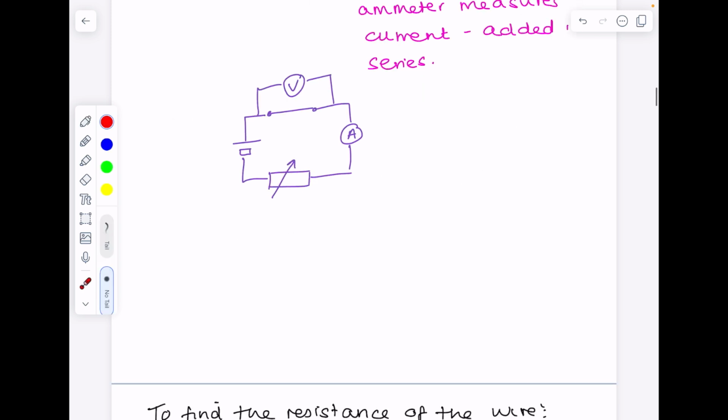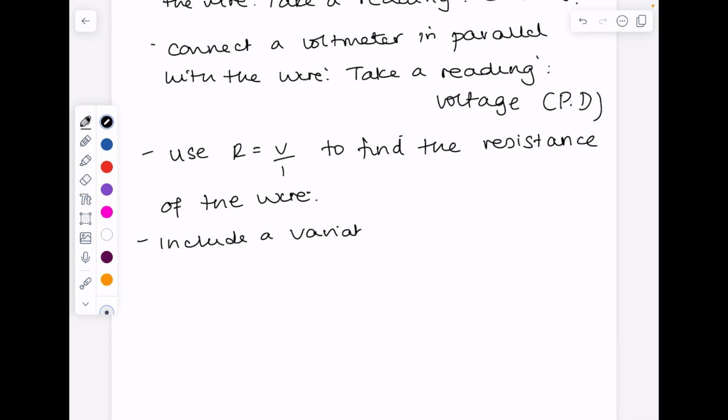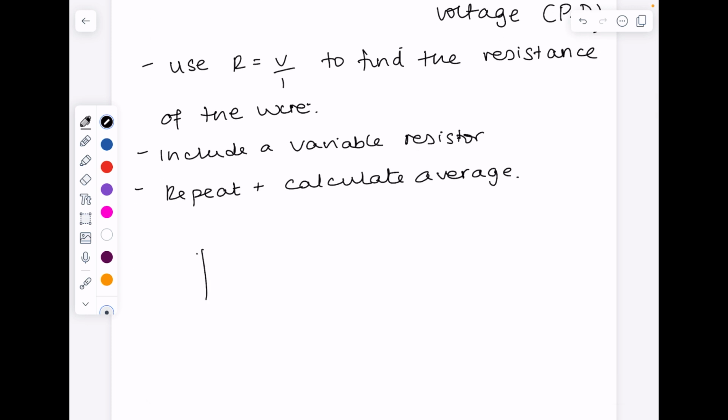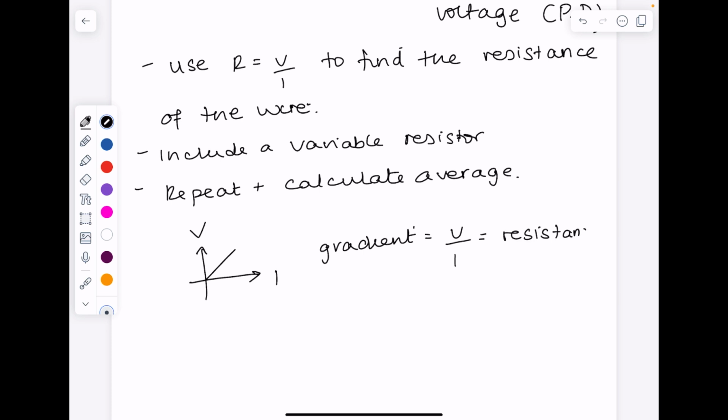As I've said, we need to include a variable resistor. And then just general experimental points. We need to repeat and calculate an average. Ideally, we'd plot a graph of voltage against current, because if we find the gradient, which remember is change in y, so in this case our change in our voltage reading over our change in x, change in current reading, by doing that we'll have a more accurate idea of the resistance.